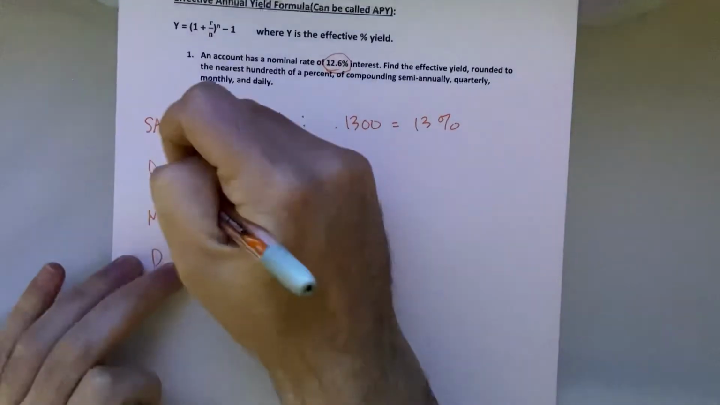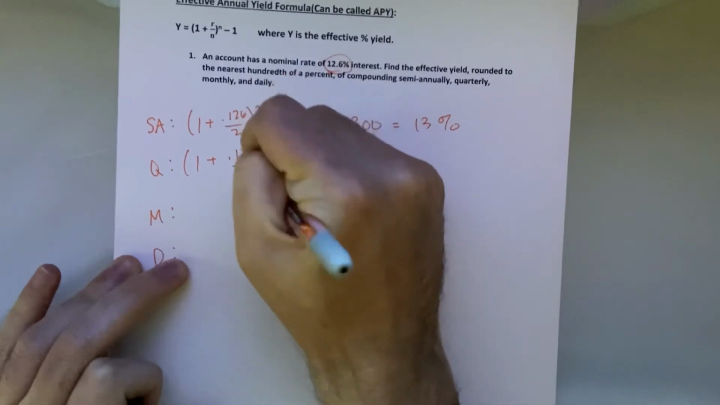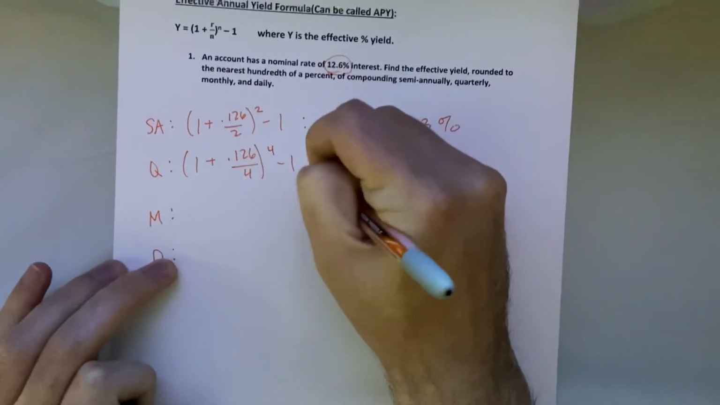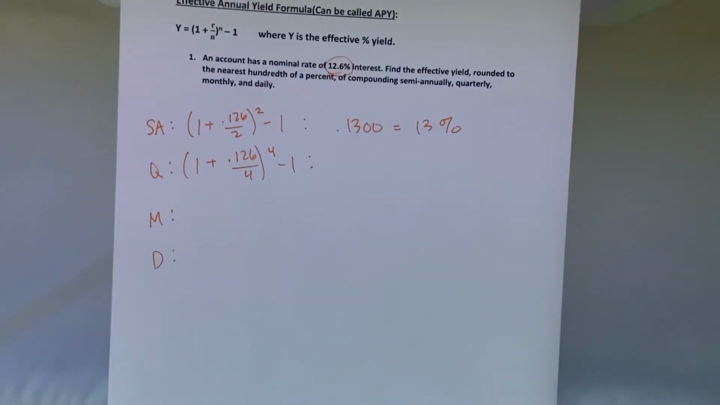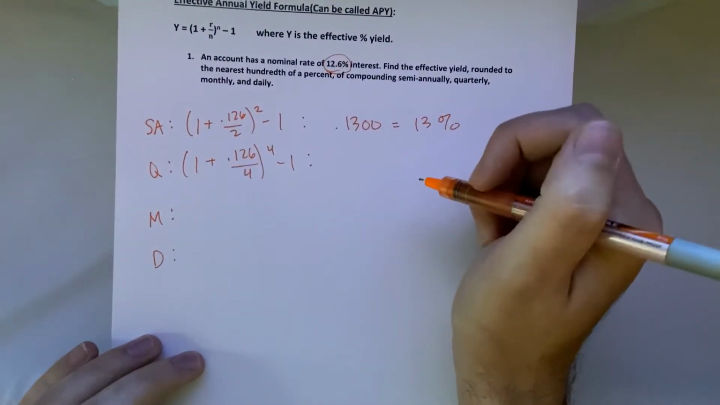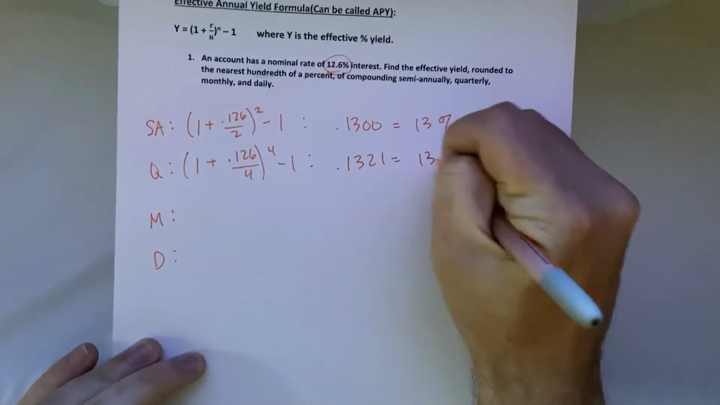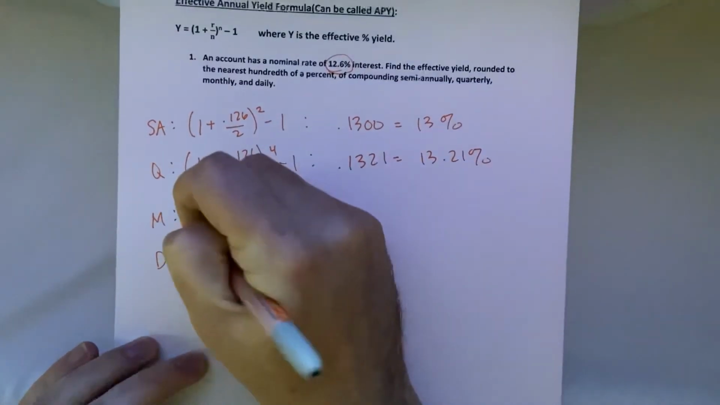Now the rest of the formulas are exactly the same, only n changes. Quarterly is now 4, to the 4th power. And the more often you compound, generally this should always go up. So it does reach a limit of reasonableness. When you do it 4 times, it's 0.1321, which is a 13.21% interest rate.